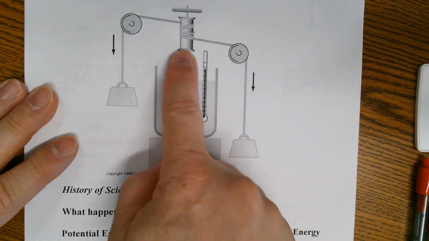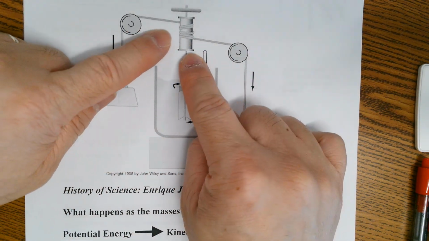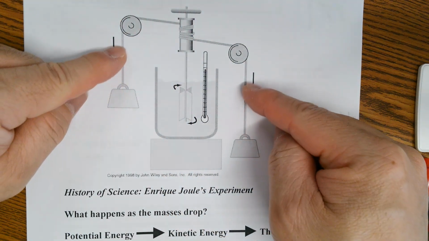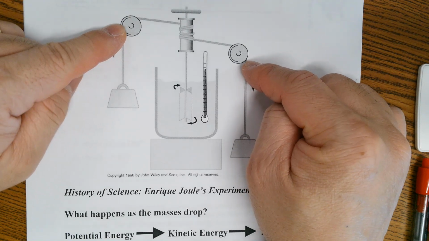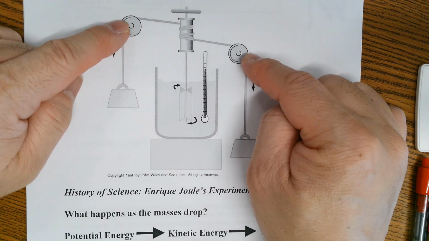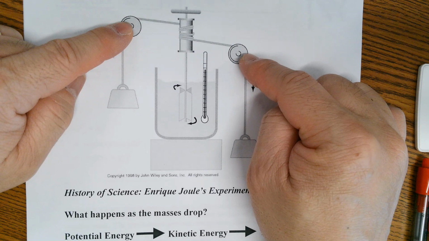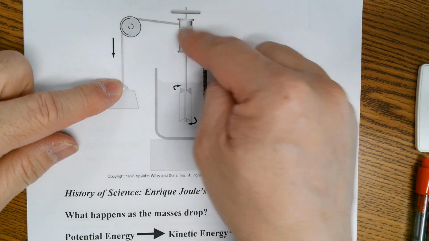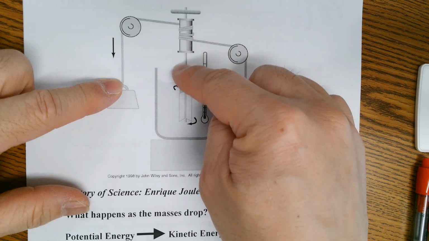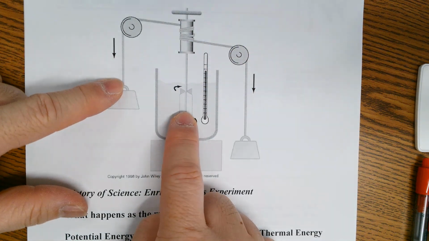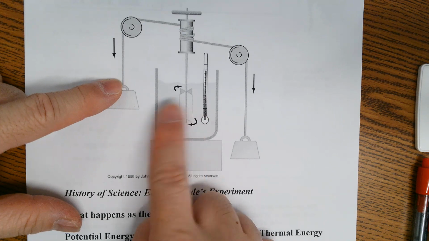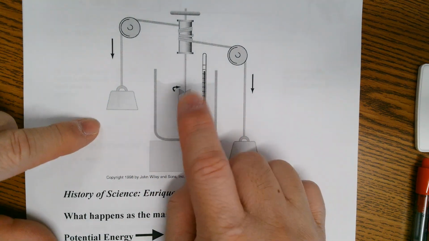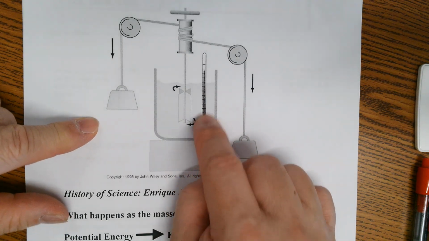So he made this device right here, that he wound up this string and raised this weight up to a certain height. And then when he let it drop, the dropping of this weight would cause this spindle to spin, transferring mechanical energy into the liquid, stirring it up to cause the temperature to rise.